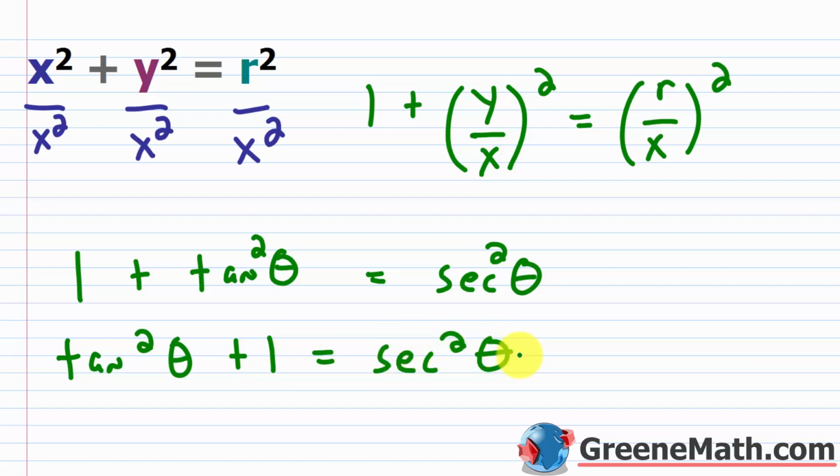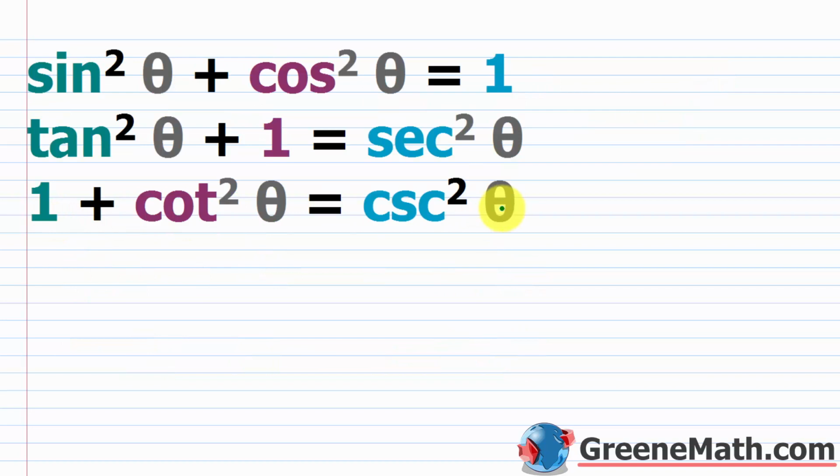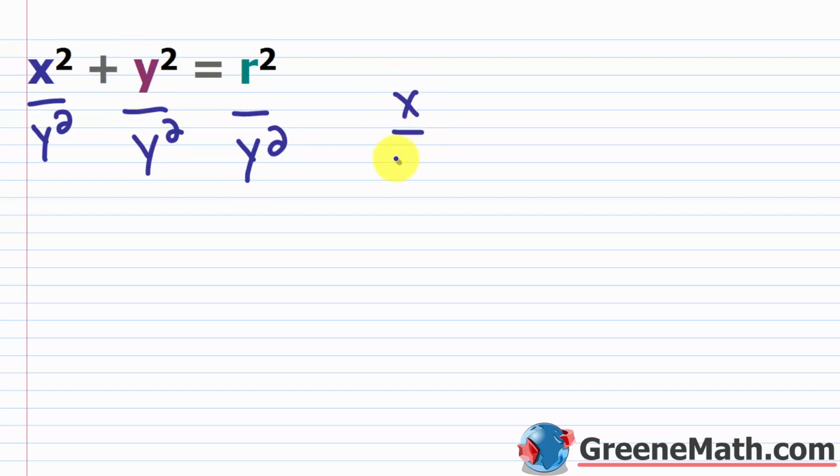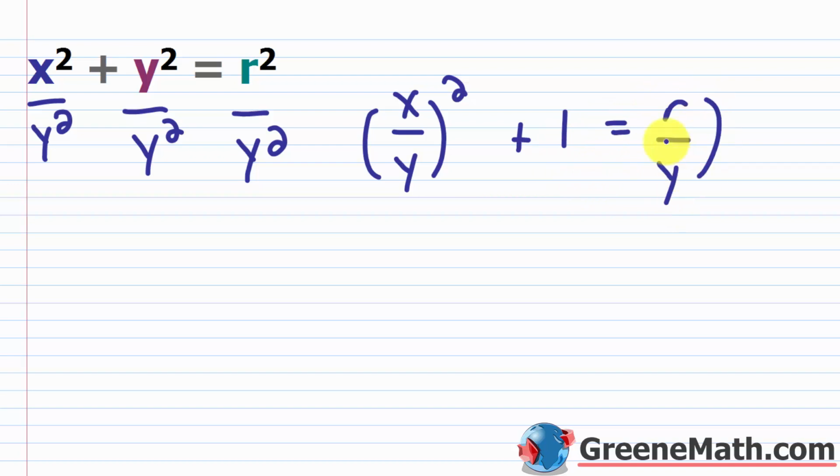Let's look at the last one, which is this guy right here. So 1 plus cotangent squared theta equals cosecant squared theta. And to get this one, I'm just going to divide everything by y squared. And again, it's going to be the same trick overall. So now this guy is going to be 1. So I would write this as x over y, this guy would be squared, plus this would be 1. This equals, you'd have r over y, this guy is squared.